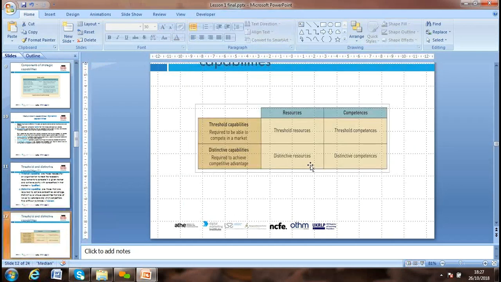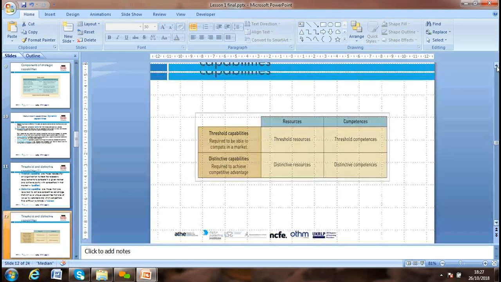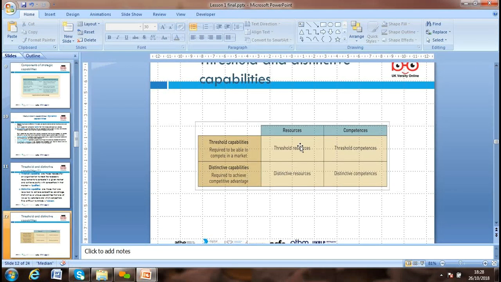Next, looking at the capability model and resources: threshold capability is required to be able to compete in the market. That's a threshold. Threshold competencies are required as well. When you are totally different, that is required to achieve the competitive advantage. You are very different from others.